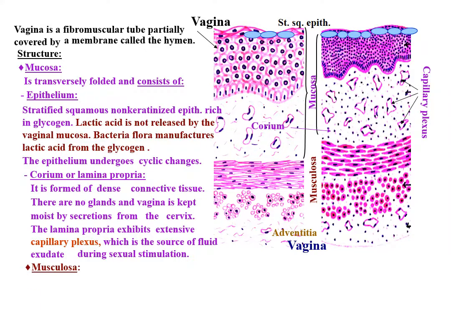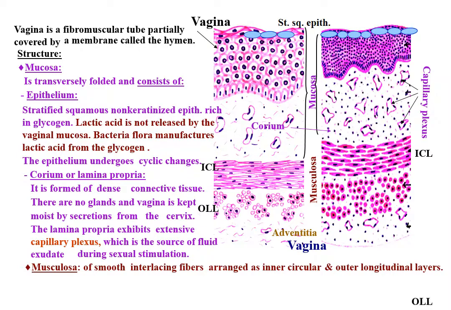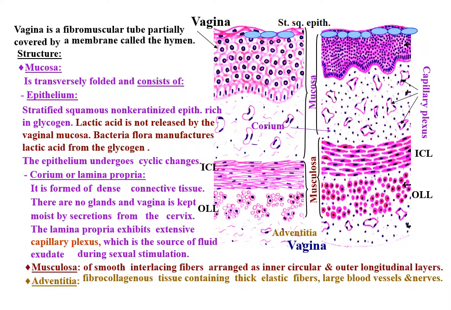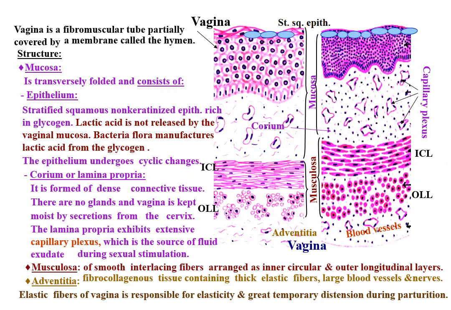Musculosa of the vagina is formed of interlacing fibers arranged as inner circular and outer longitudinal layers. Then adventitia is composed of fibrocollagenous tissue containing thick elastic fibers, large blood vessels, and nerves. The extensive elastic fibers in the wall of the vagina are responsible for elasticity that permits the great temporary distension required during parturition.